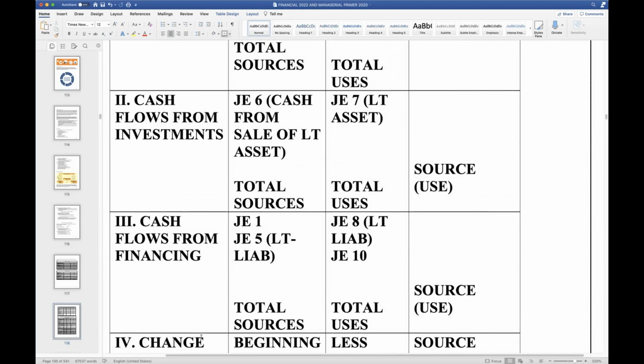Cash flow from financing: journal entry 1 comes here. When you contribute cash to start the company, that's a good thing. But if that happens, then there should be some JE10s. And what is JE10?